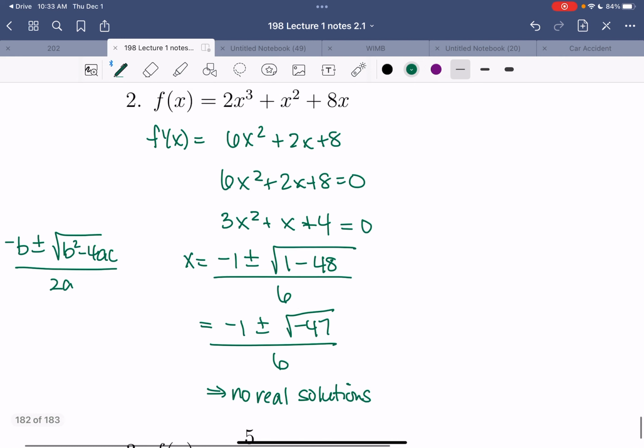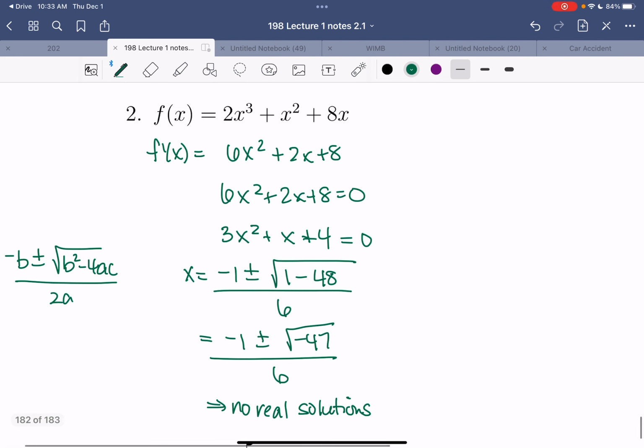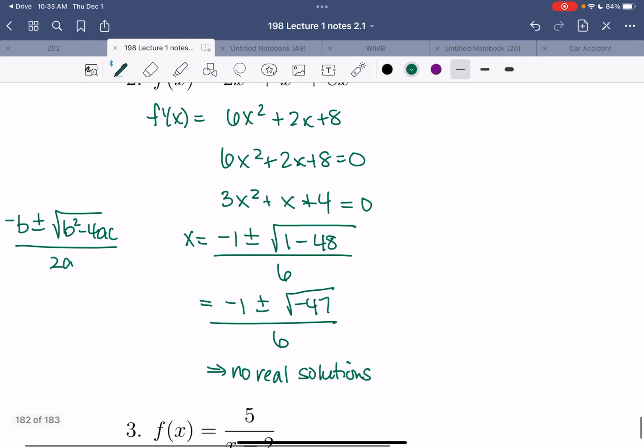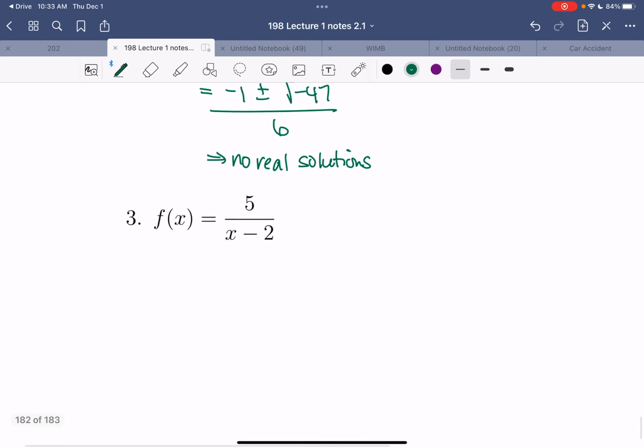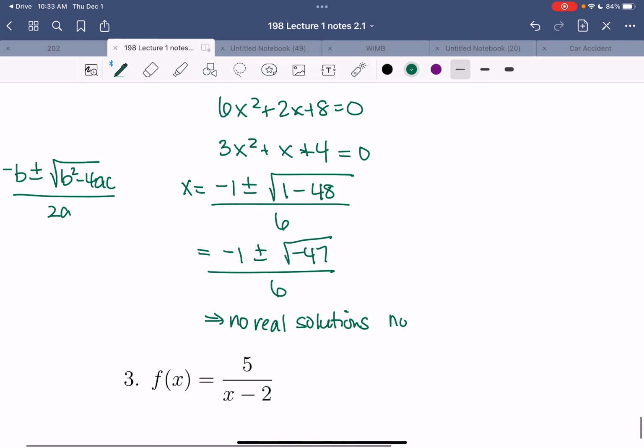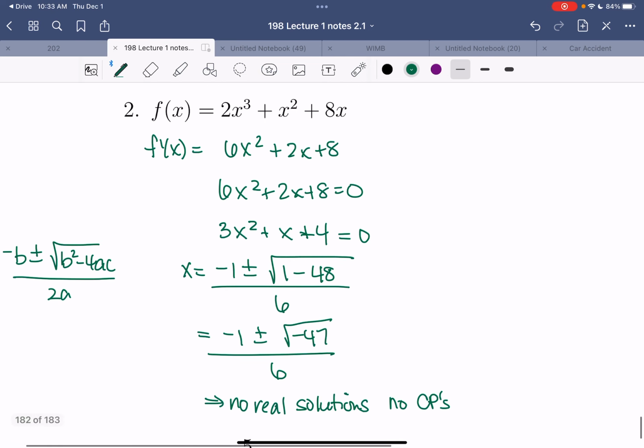Okay. And that gives me no critical points. All right. And so if we have no critical points, we have no local maxes and mins. And that's possible. So we're done. So no local max or mins.